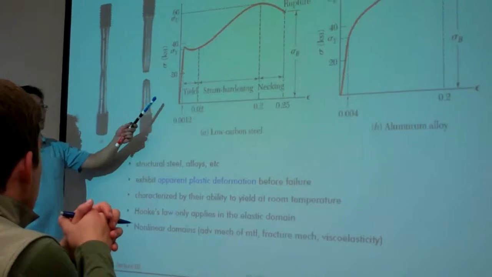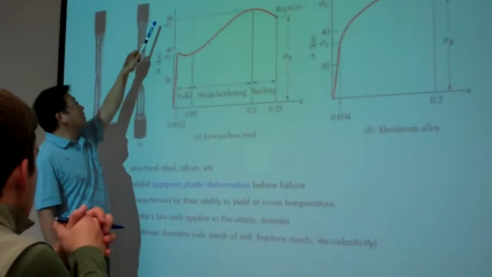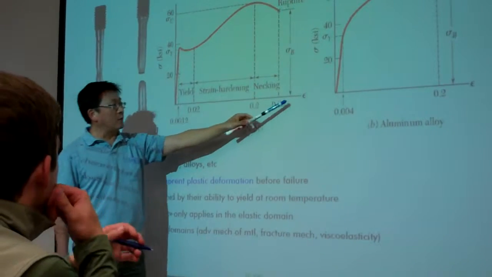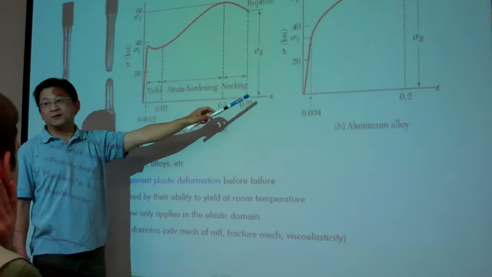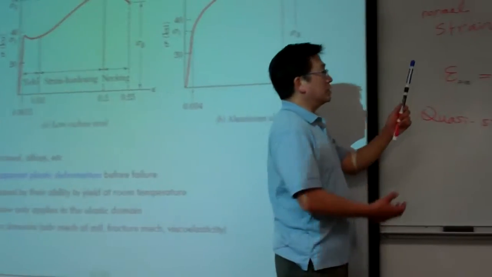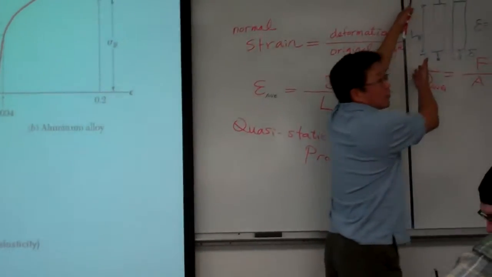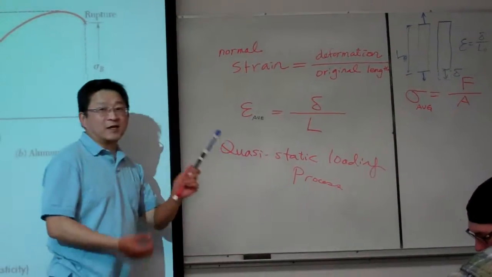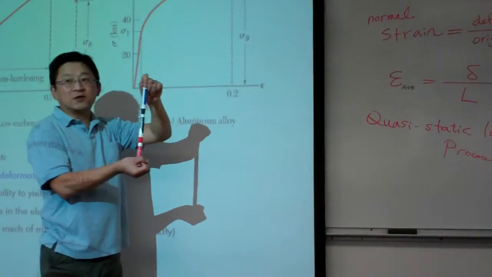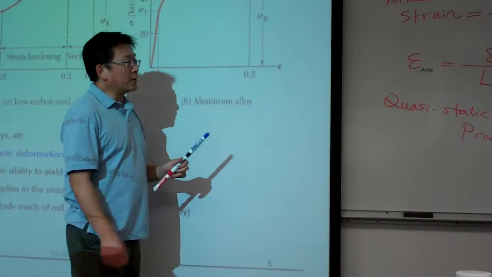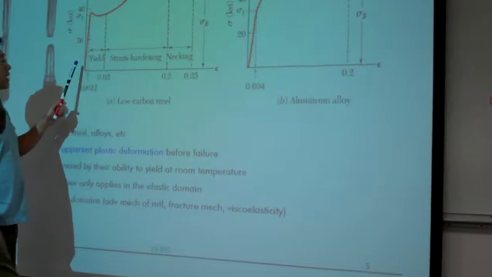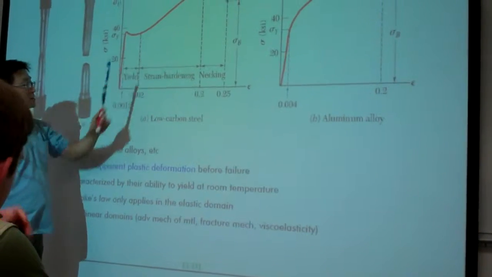So the loading will record whatever the vertical axis is for stress, and the horizontal axis is for strain. The computer will record this information during the loading process. Quasi-static means the loading is increased, the force is increased gradually, very slowly, to avoid any dynamic effects. So in that process, we will record the curve like this.